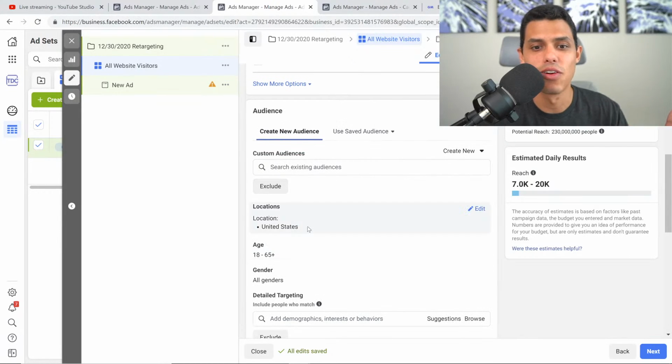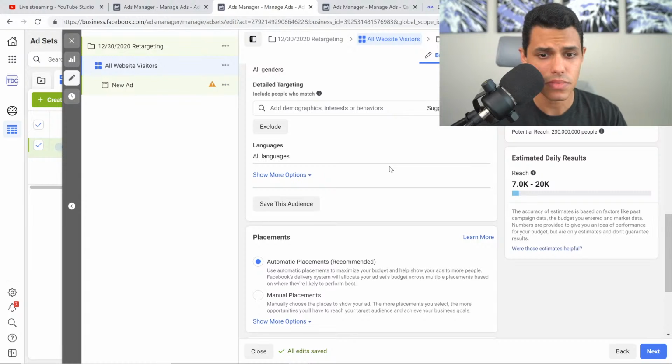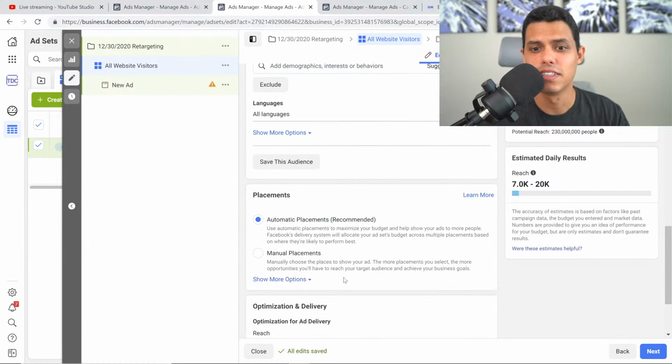So then after that, location, you put the United States if you're keeping it inside of the US. Age, keep it as wide as possible because you're basically telling Facebook only show these ads to the people that already visited my website, okay? So after that, right here, these changes, okay?